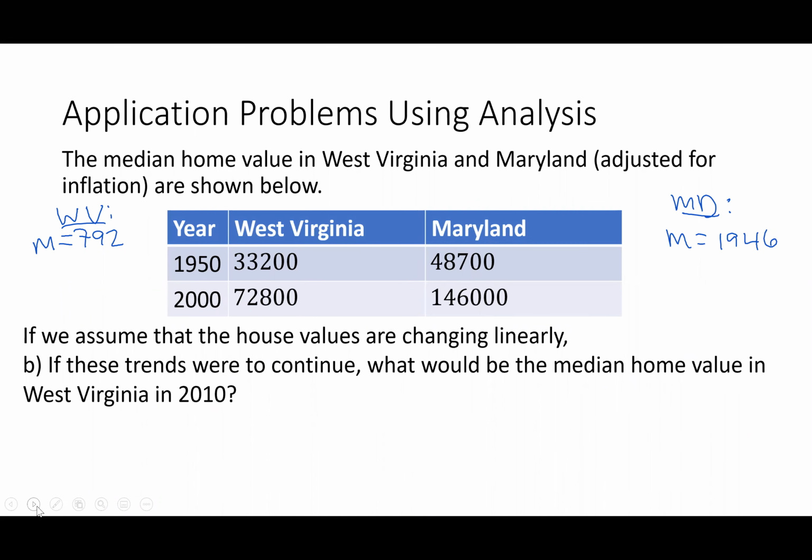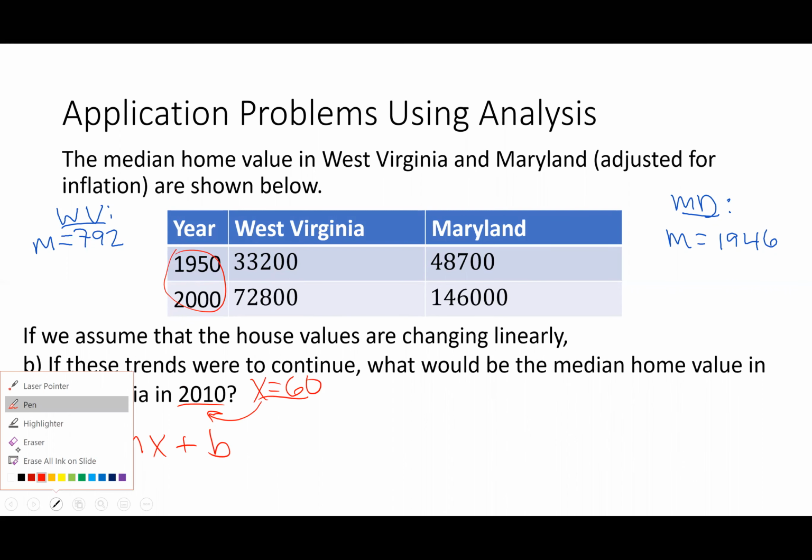And now we're assuming that the house values are changing linearly, which is a bit of a jump. But if these trends were to continue, what would the median home value in West Virginia be in 2010? So 2010, since we defined our X values to be years beyond 1950, here we're saying X is equal to 60. So what would be really nice would be to have an equation for West Virginia in particular, so that we could just plug 60 into it and get what we need.